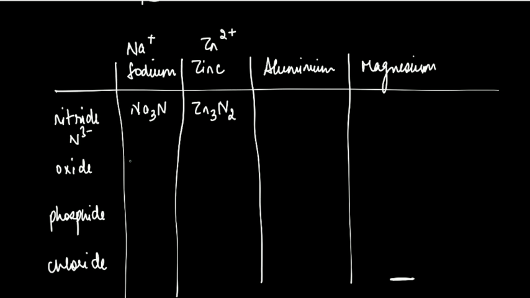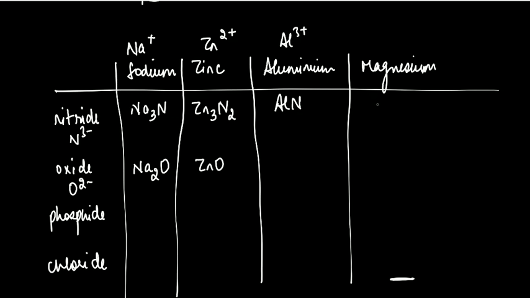So sodium oxide: oxide is O2 minus, so this is your Na2O. ZnO, because 2 and 2 are the same number. Same with aluminium you can do. Aluminium is 3 plus. So 3 and 3, nitride is 3 and aluminium is 3. So this will become AlN.